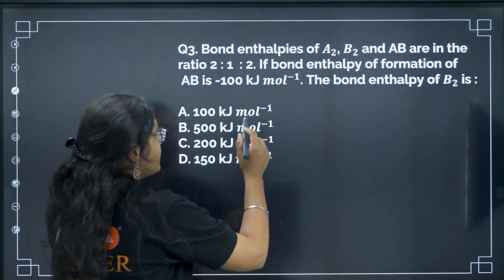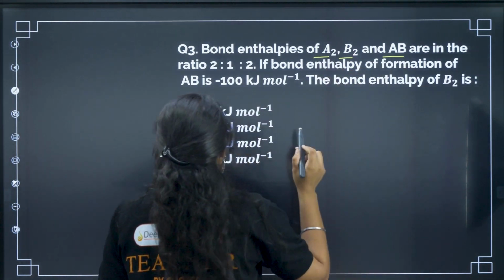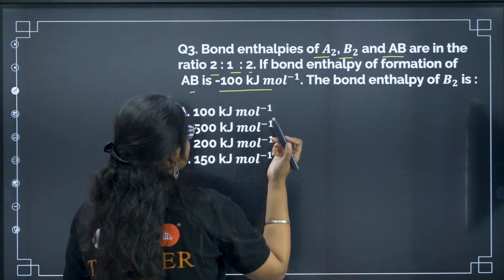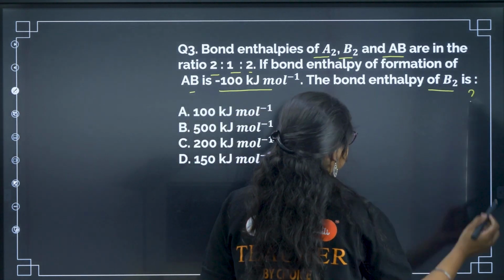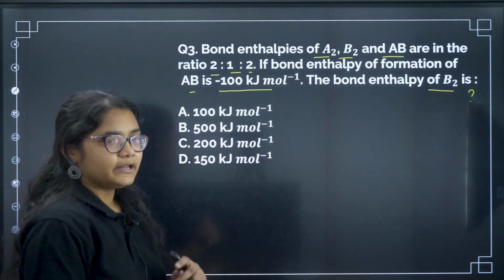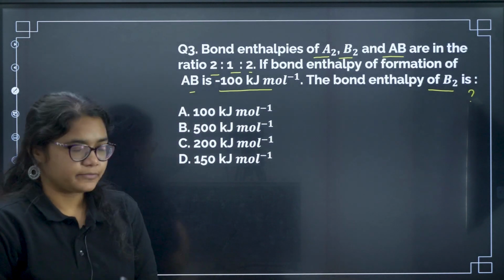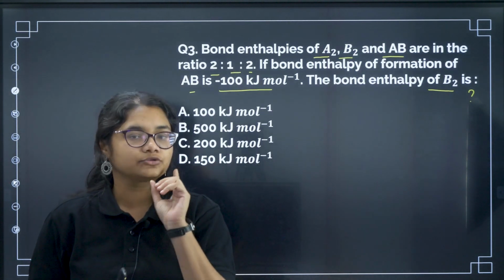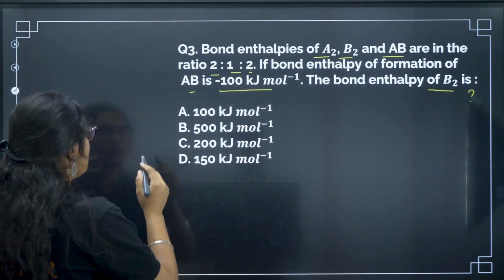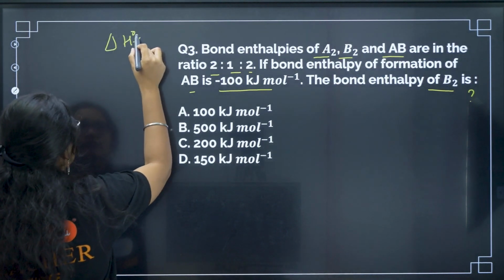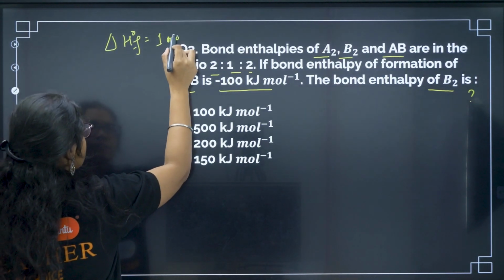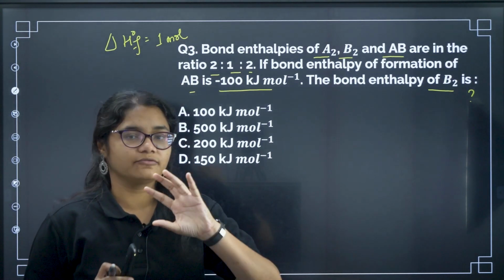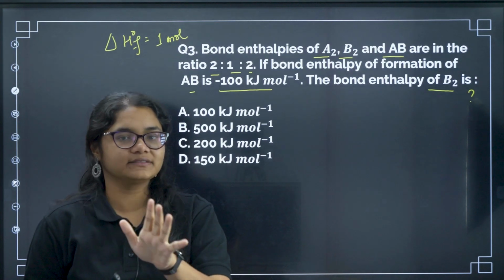Next. Bond enthalpies of A2, B2 and AB are in the ratio of 2:1:2. If the enthalpy of formation of AB is minus 100 kilojoule per mole, the bond enthalpy of B2 is. First of all, A2 and B2 react to give you AB. Whenever you write the reaction for enthalpy of formation, the product should always be 1 mole. This is very important. Why? Because the definition of enthalpy of formation is the energy released when 1 mole of a compound is formed from its elements in the native state.